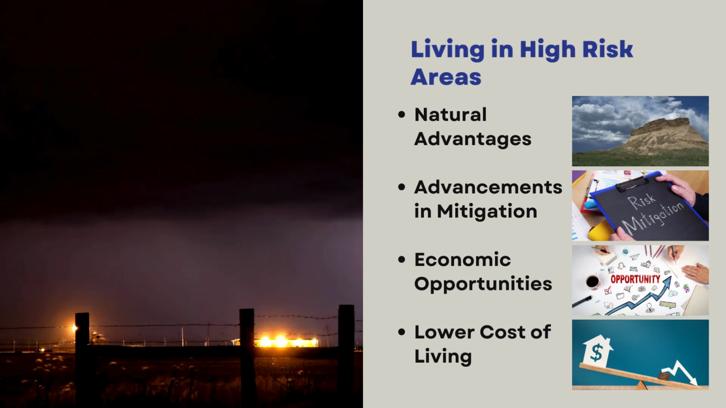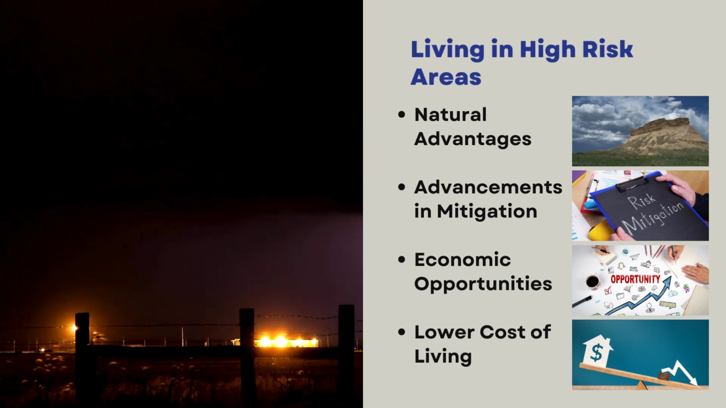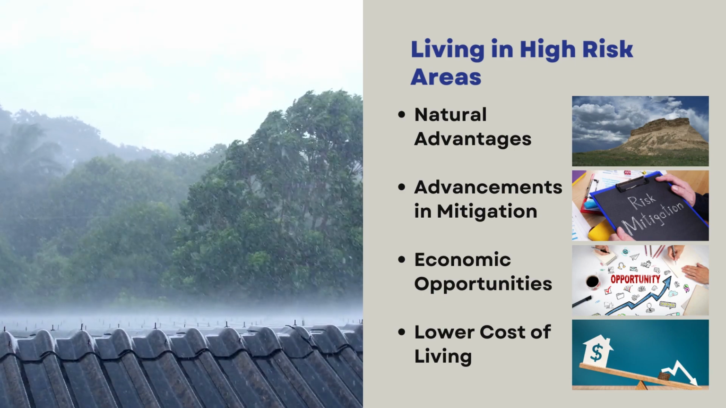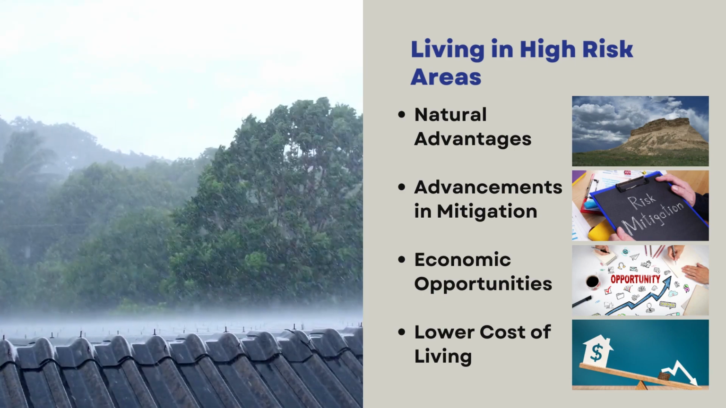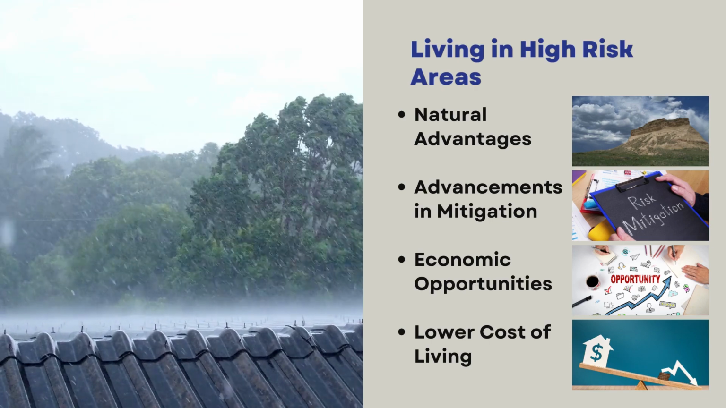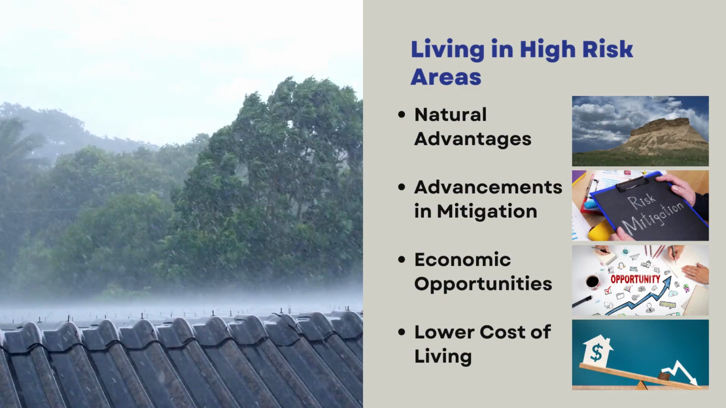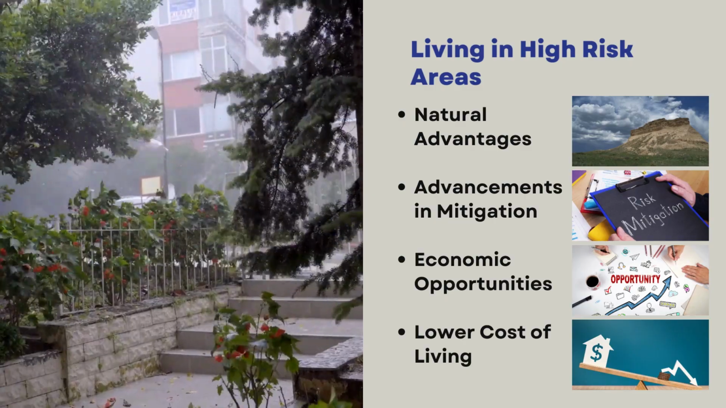Building codes and storm shelters can significantly reduce the danger from hail and thunderstorms. Weather forecasting allows people to be prepared for storms and take precautions. Some areas prone to hail may also have valuable resources for economic opportunities that outweigh the risk. This could be fertile farmland, mineral deposits, or a desirable location for businesses.